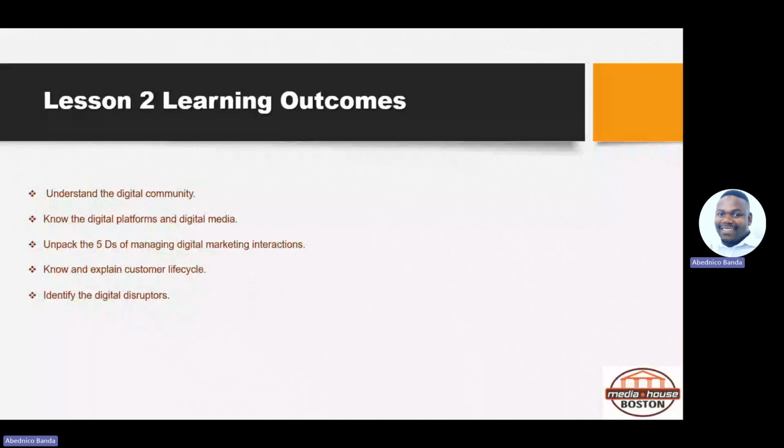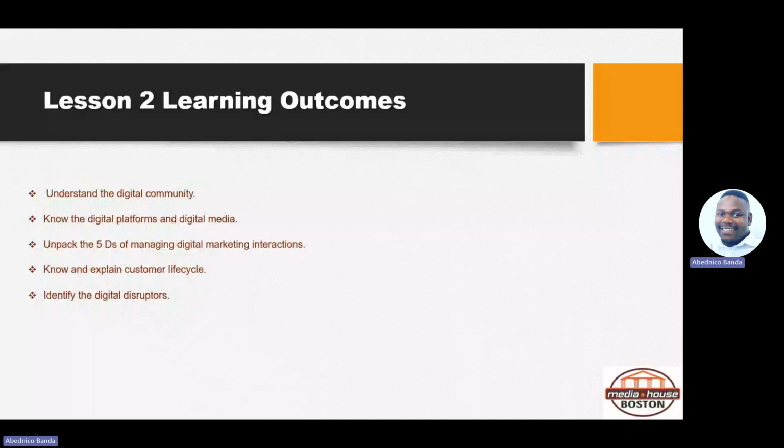Then, of course, you need to unpack the 5 Ds of managing digital marketing interaction. So these 5 Ds enable complete digital marketing. In order to have a digital marketing interaction, you need these 5 Ds, and we're also going to discuss them in this lesson. Of course, you need to know and explain the customer life cycle. I think with this one, you're just building on digital marketing 2, on what you discussed last year using the RACE model. And then, of course, you are going to look at digital disruption and how it influences the practice of digital marketing.